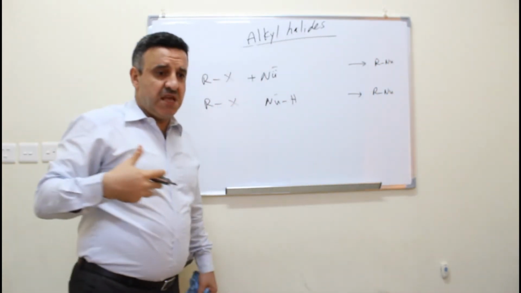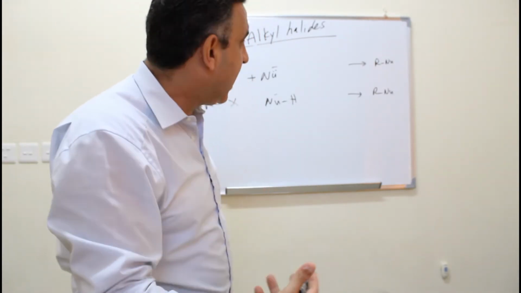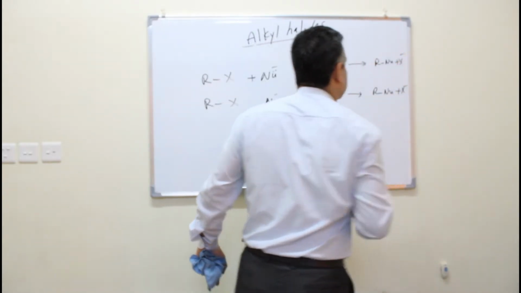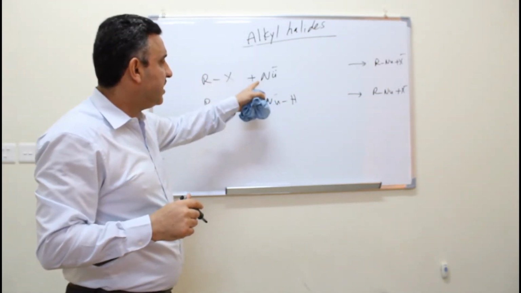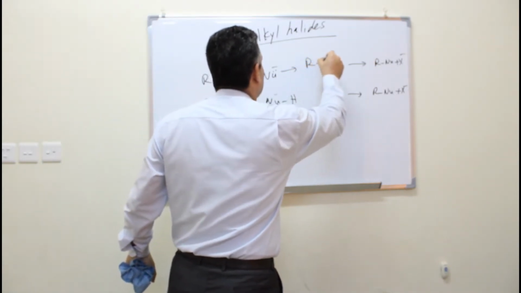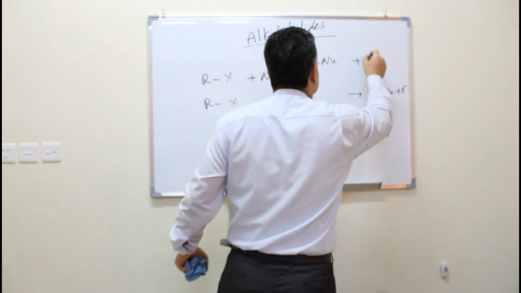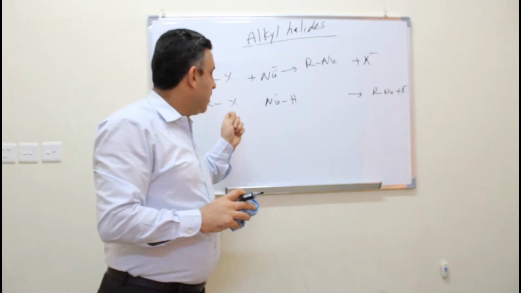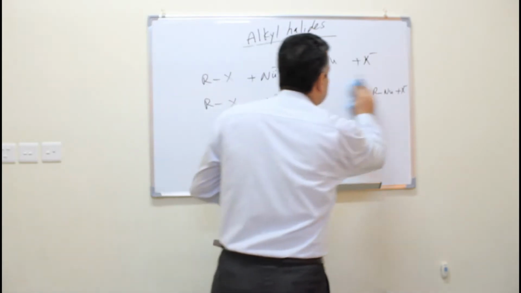As you can see, it is a nucleophilic substitution reaction. The nucleophile will substitute the halogen, and the halogen will be leaving the reaction. You follow me? But in the first reaction here, when the nucleophile is a negatively charged ion, directly we are going to get our product. That's it. In this case here, we are going to get the product directly.